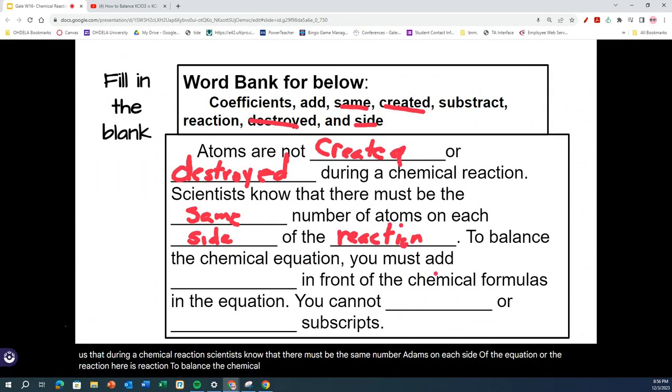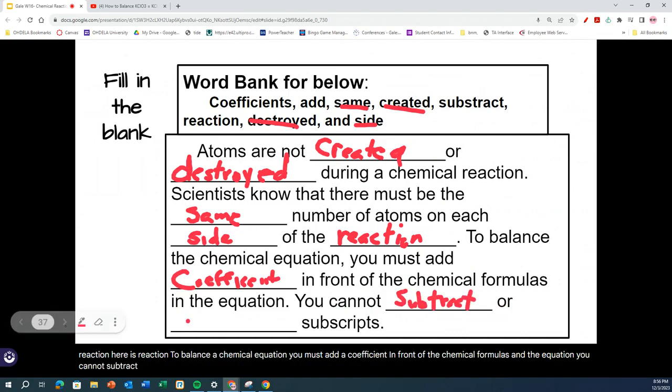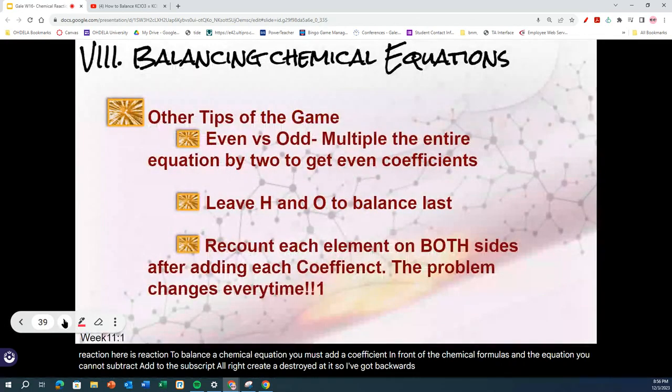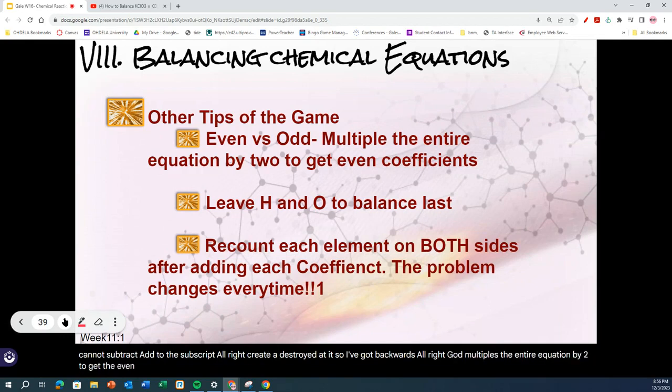To balance the chemical equation, you must add coefficients in front of the chemical formulas in the equation. You cannot subtract or add to the subscript. All right, created, destroyed, added. So I've got that backwards. All right. Even versus odd: multiply the entire equation by 2 to get the even coefficient. Leave H and O to balance last. Recount each element on both sides after adding coefficients every time.